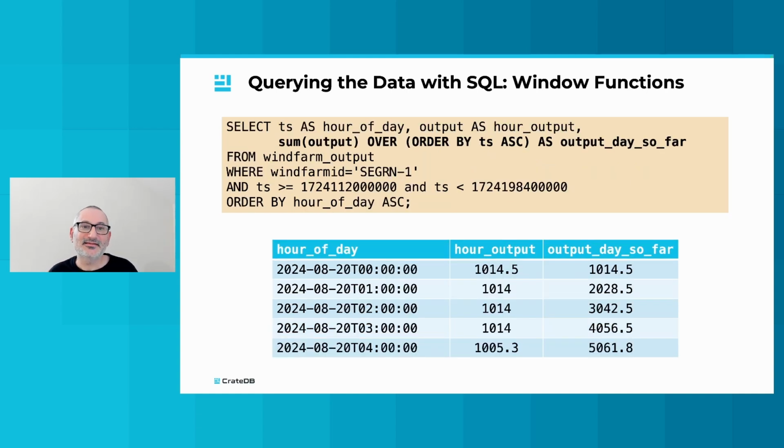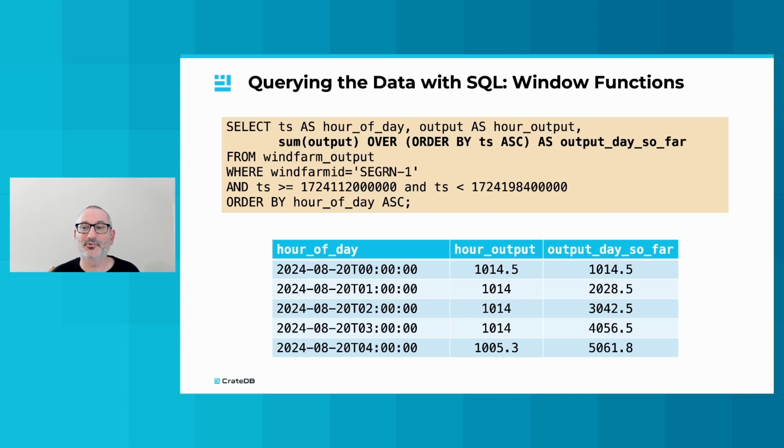And again, this is a slightly more advanced SQL query that shows you that CrateDB supports a lot of standard SQL functions. It's very rich. So we can do a window function here. And the purpose of this is to create a sort of aggregate sum. So for each hour of the day here, we're outputting what the hourly output of one of the wind farms was. And then we're calculating a running total for what the total output for the day so far is from that wind farm.